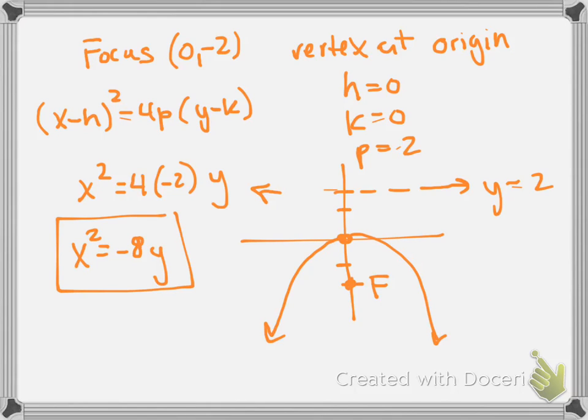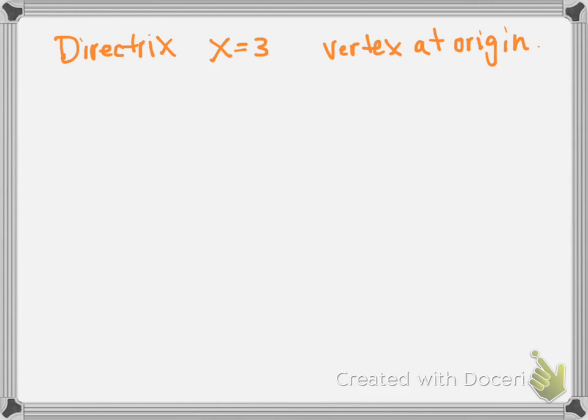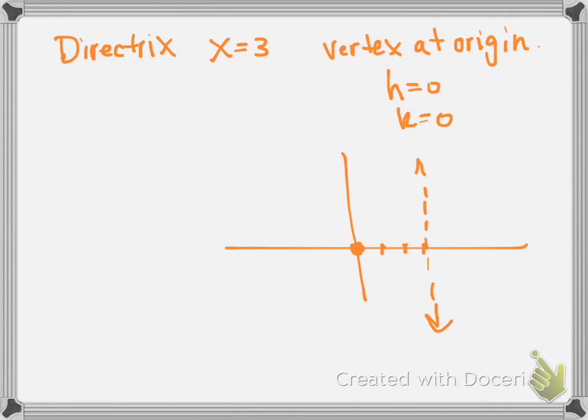So there's my equation. Easy. Alright, for the next problem, again, we know the vertex is at the origin, so that's 0 and 0. And I know my directrix is at x equals 3. So let's draw this. If I go to x equals 3, I go 1, 2, 3 on my x-axis. And I can draw this in.